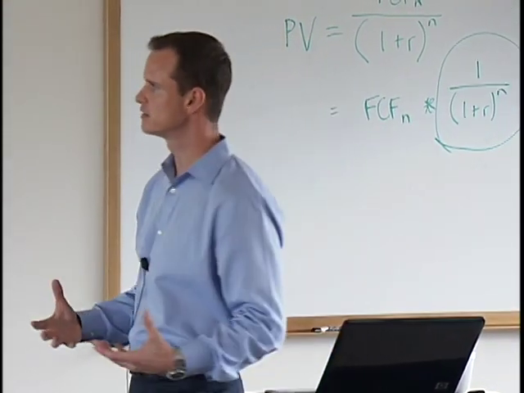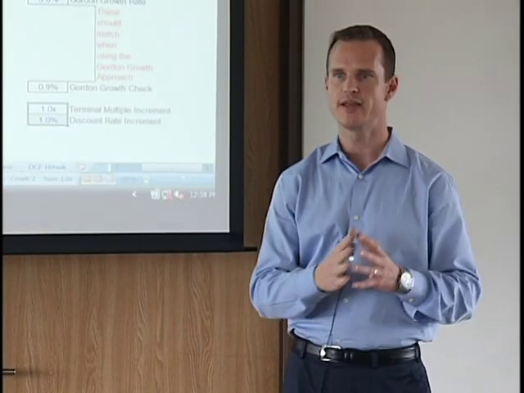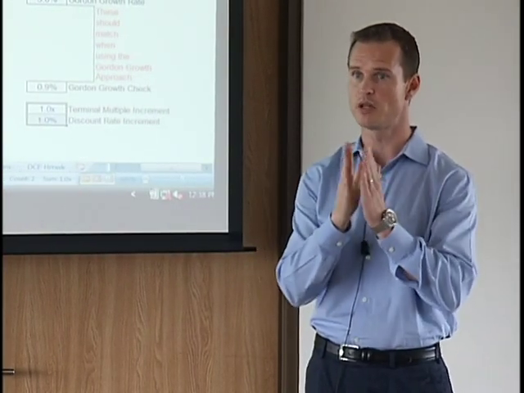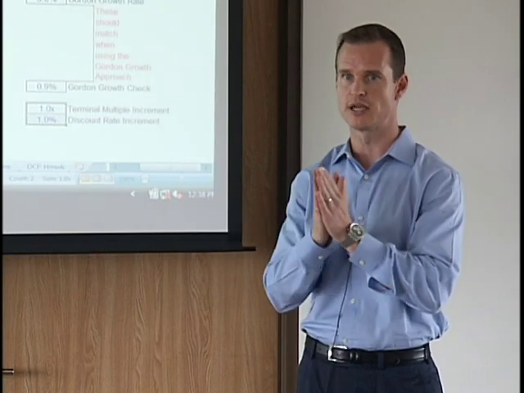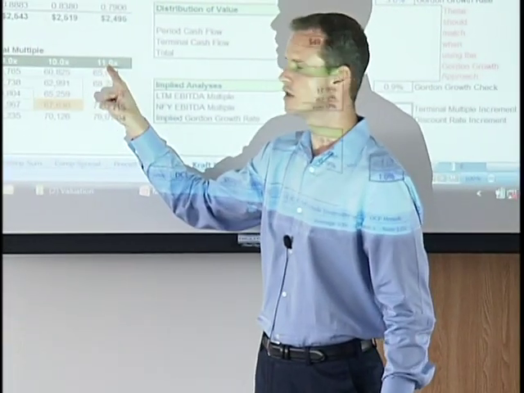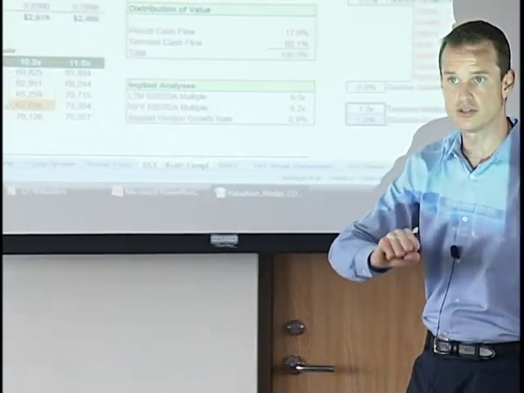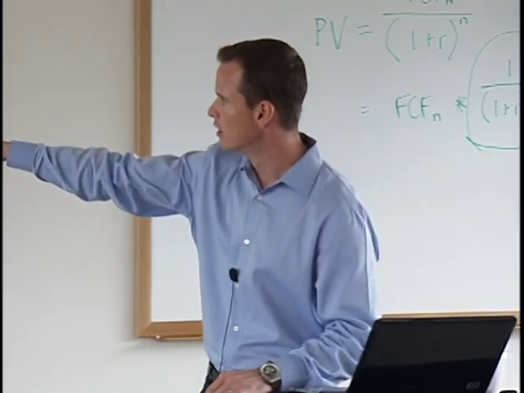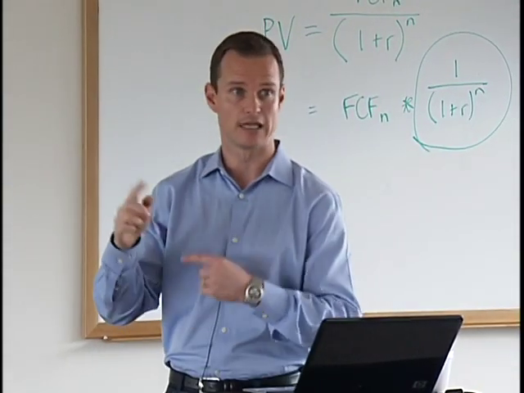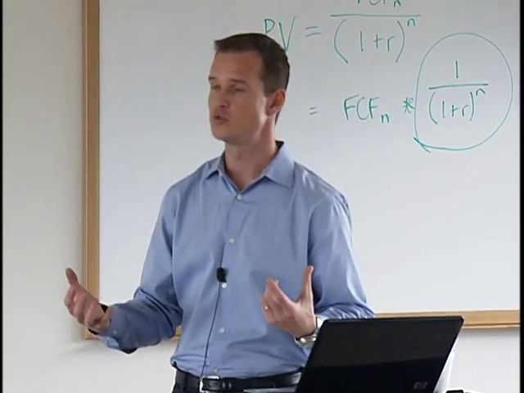What we're saying here is for the purposes of our data table, we're going to vary that terminal multiple by 1 times in each direction. So on the high side, it's going to be 1x going to the right, 1x going to the left, reduction to the terminal multiple. And we're going to vary our discount rate by 1% in either direction as well. We can tighten this up. That is, we can make assumptions.